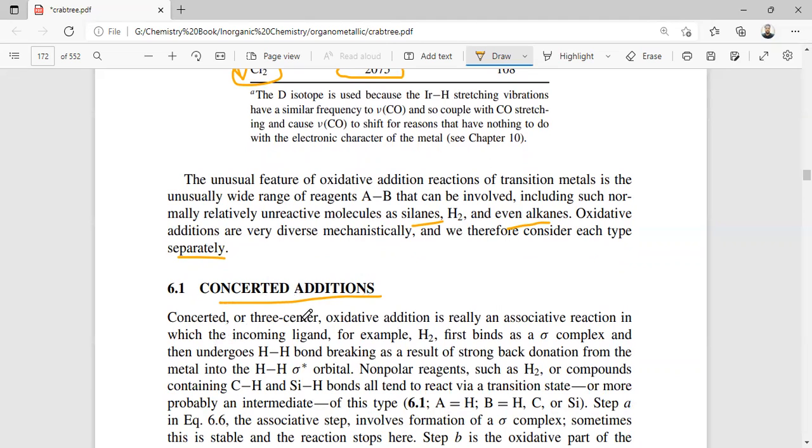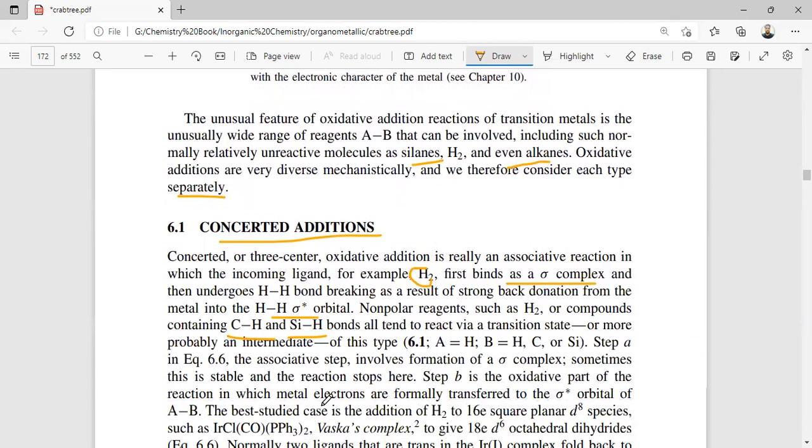Concerted or three-center oxidative addition is really an associative reaction in which the incoming ligand, for example hydrogen, first binds as a sigma complex and then undergoes H-H bond breaking, as a result of strong back donation from the metal into the sigma star orbital. Non-polar reagents such as hydrogen or compounds containing C-H or silicon hydride bonds all tend to break via a transition state or, more probably, an intermediate of this type.